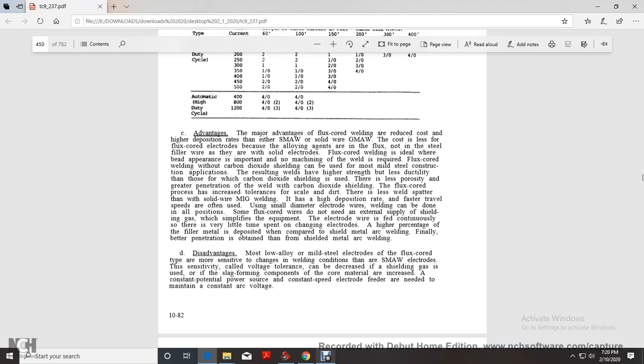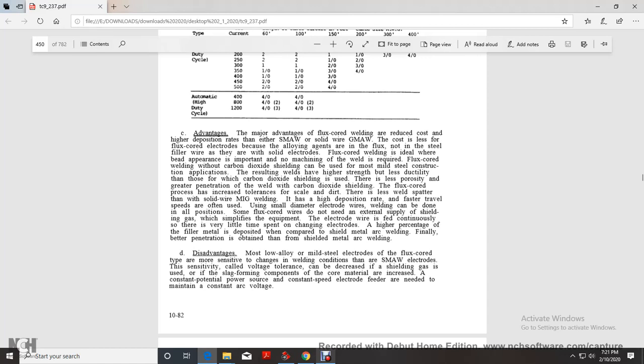MIG welding has a higher deposition rate with faster travel speed, often using small diameter electrode wire, and welding can be done in all positions. Some of the flux core wires do not need an external supply of shielding gas. This simplifies the equipment. The electrode wire is fed continuously with very little time spent changing electrodes. A higher percentage of the filler metal is deposited compared to shielded metal arc welding. Finally, better penetration is obtained than with shielded metal arc welding.